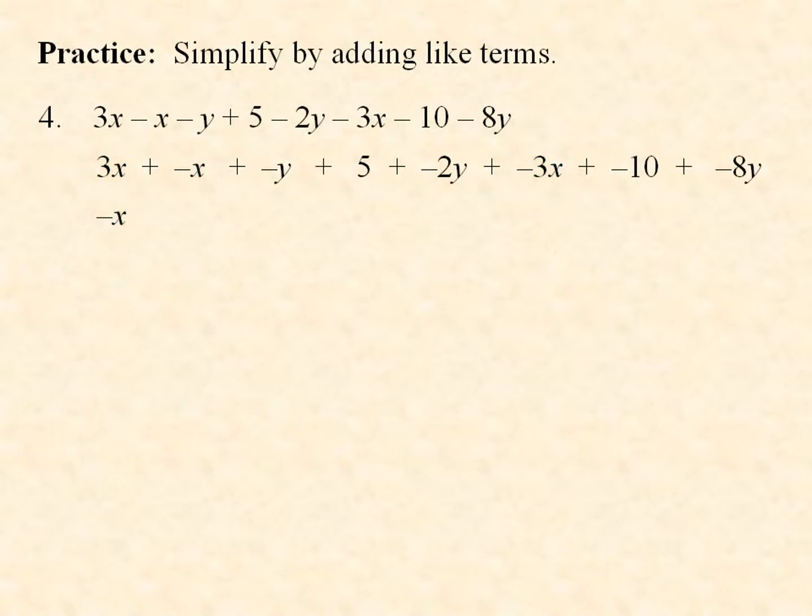Then we have the y terms, negative y, negative 2y, and negative 8y. That's like negative 1y, negative 2y, and negative 8y. That's going to add to negative 11y. And finally, we have the numerical terms, 5 and negative 10. They add to negative 5. So we have negative x plus negative 11y plus negative 5, which can be rewritten as negative x minus 11y minus 5.